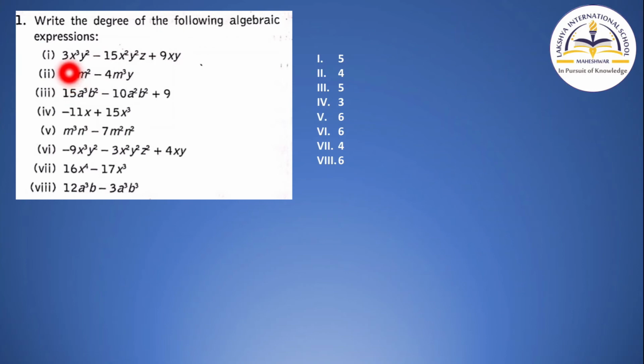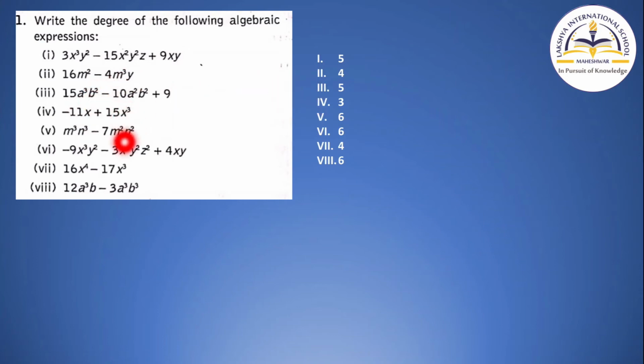Now you can see, what is the degree of this? 3 plus 2, that is 5. Okay, now this power you have to see. Now here only 2 is there. Now here 3 plus 1, 4. Now here 5 plus 2, 5.